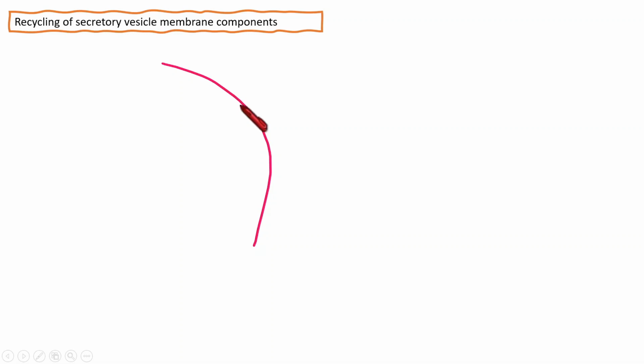How is it happening? This is the plasma membrane, and this is a secretory granule or secretory vesicle. We have just learned that it joins with the plasma membrane and releases its content to the outside, and by that time, that joined secretory granule from the Golgi complex becomes part of the plasma membrane. So by that way, that much portion of the membrane is lost from the Golgi complex. It needs to be recycled back to the Golgi complex.